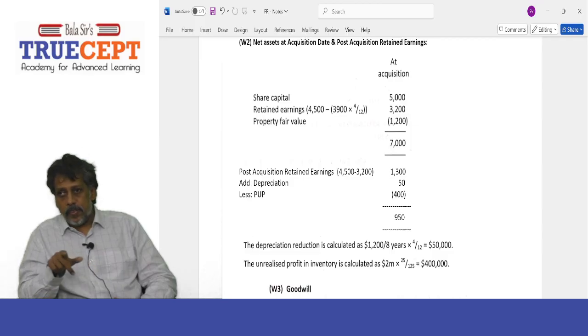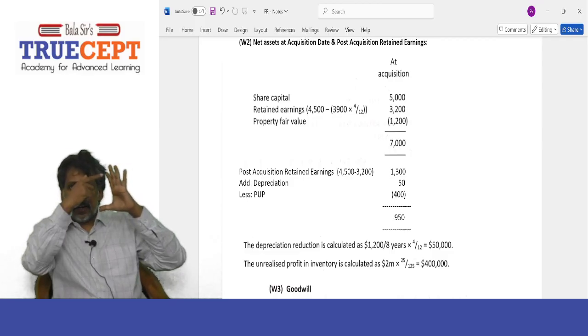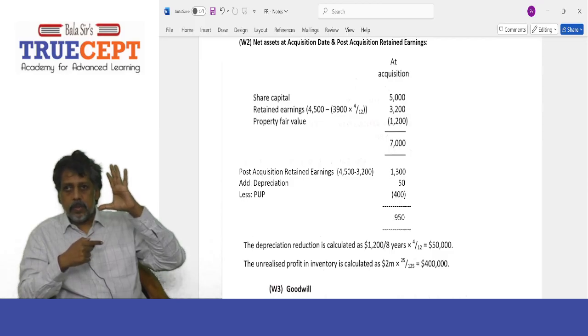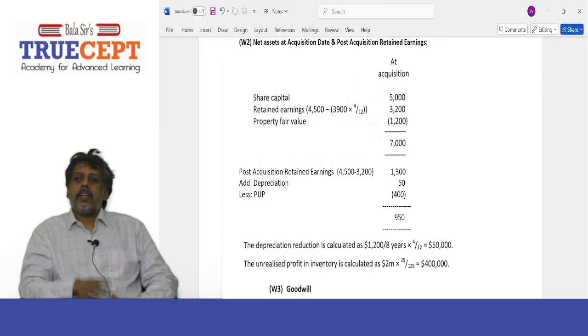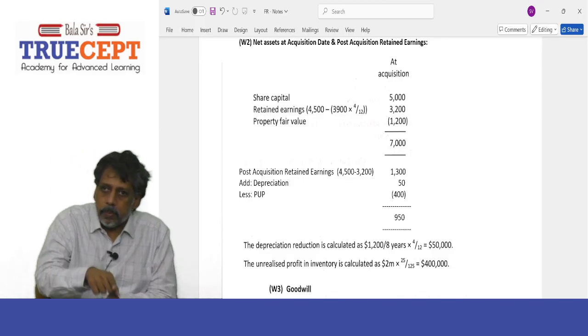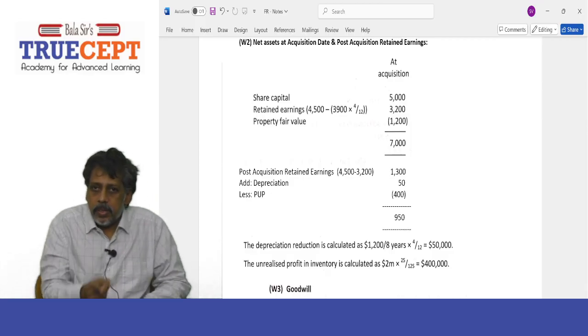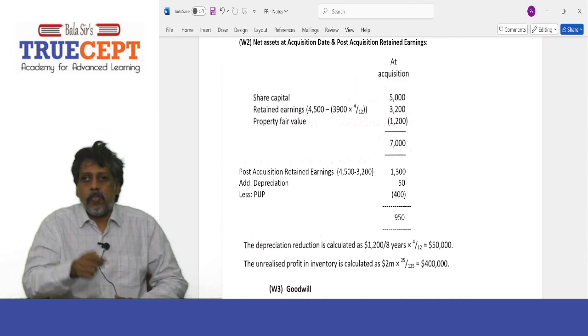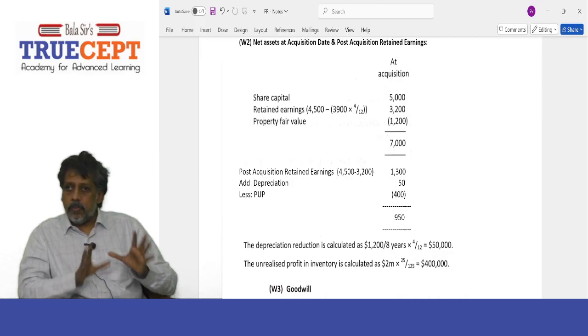You know how they got that 50, I suppose? How did we get 50? Is there a note for that? Yes, there's a note. Depreciation reduction is calculated as $1,200 divided by 8 years, and that into 4 by 12. Exactly. June, July, August and September. Therefore, there is a reduction in your depreciation expense and that will increase your profits. So, 1,200 by 8 years life, you get the per annum depreciation, that into 4 by 12. What is the amount? 50 added.